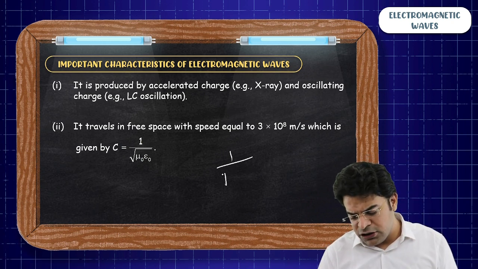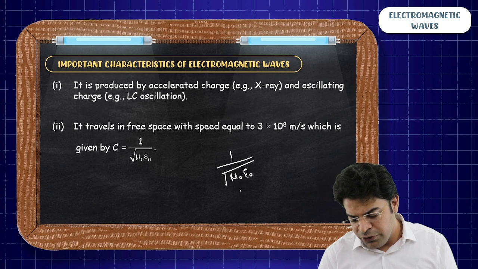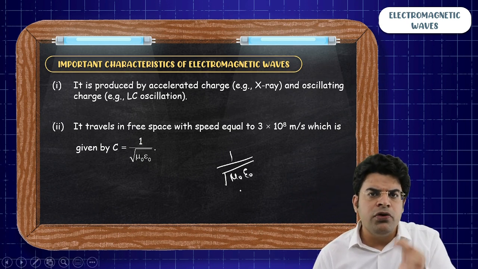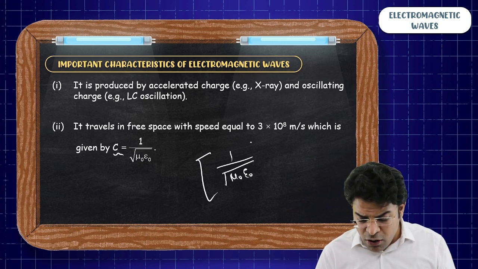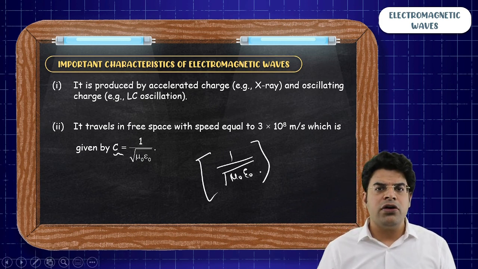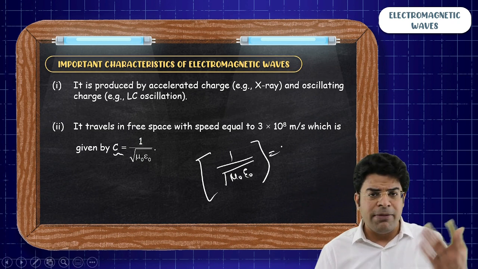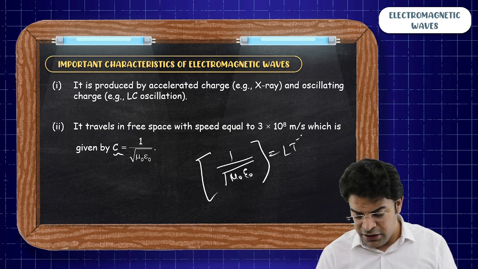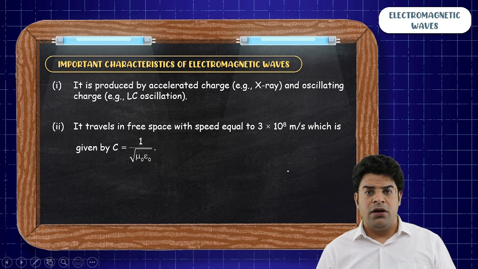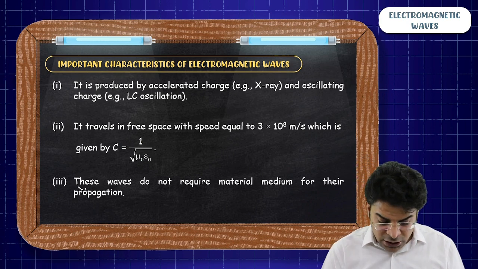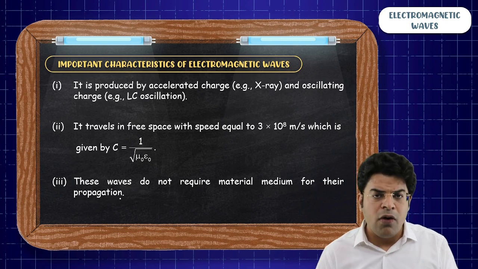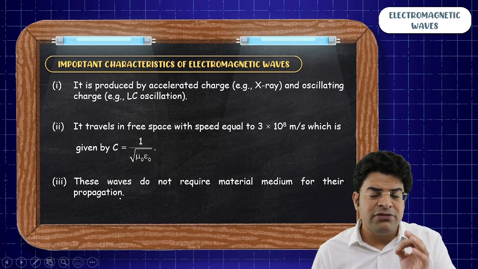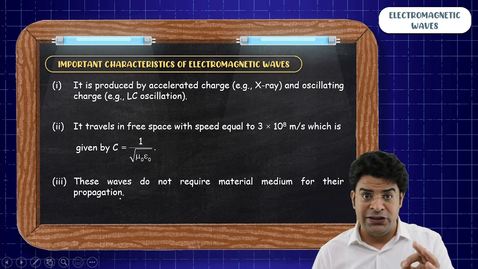What is the dimension of 1 upon under root of mu naught e naught? 1 upon under root of mu naught e naught is nothing but the speed of light. So the dimension of 1 upon under root of mu naught e naught has to be same as the dimension of speed, which is LT^-1. Now, bacho, next point. These waves do not require material medium for their propagation. Obviously, EM waves are non-mechanical in nature.